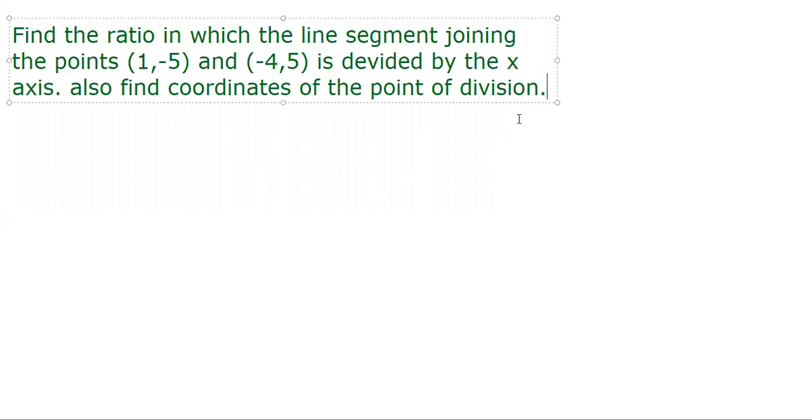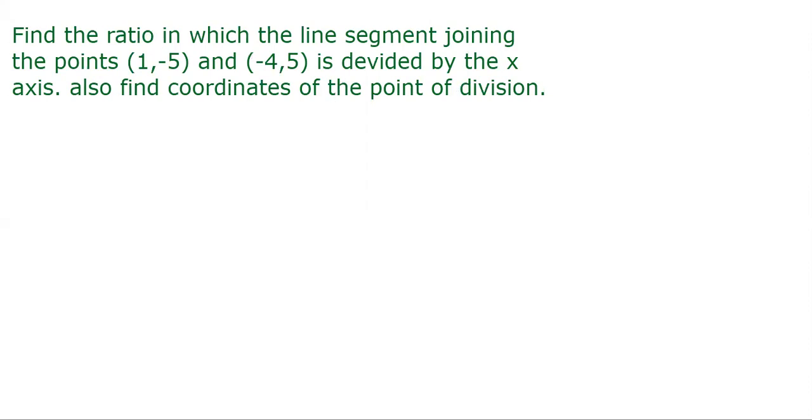Find the ratio in which the line segment joining the points (1, minus 5) and (minus 4, 5) is divided by the x-axis. Also find coordinates of the point of division. So first of all, we need to find the ratio in which the line is divided, and also we need to find the coordinates of the point of division.